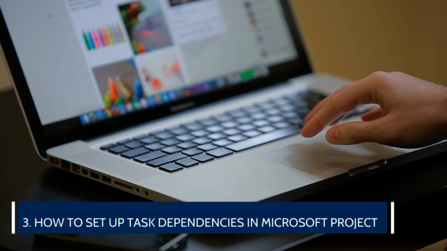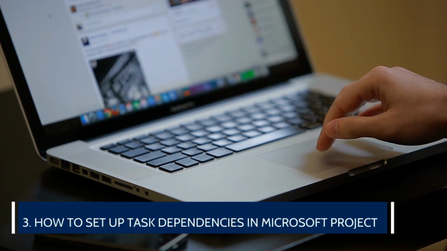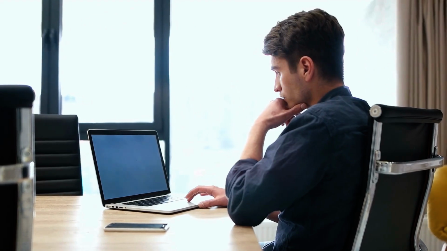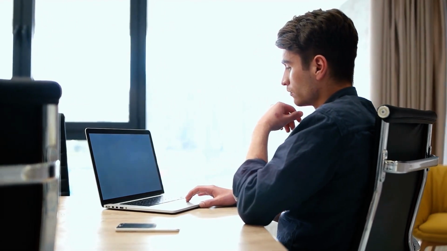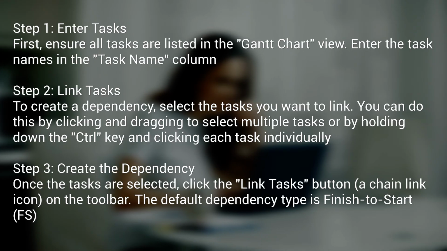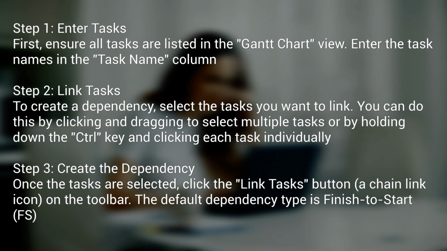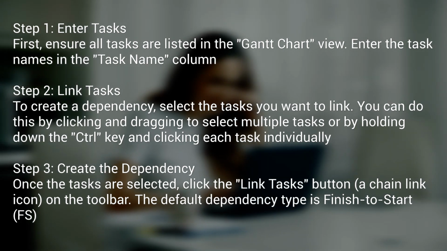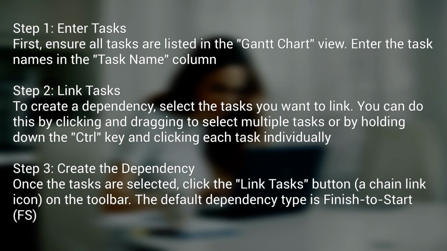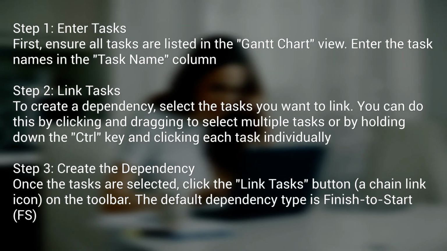3. How to set up task dependencies in Microsoft Project. Setting up task dependencies in Microsoft Project is straightforward. Step 1. Enter tasks. First, ensure all tasks are listed in the Gantt chart view. Enter the task names in the Task Name column.